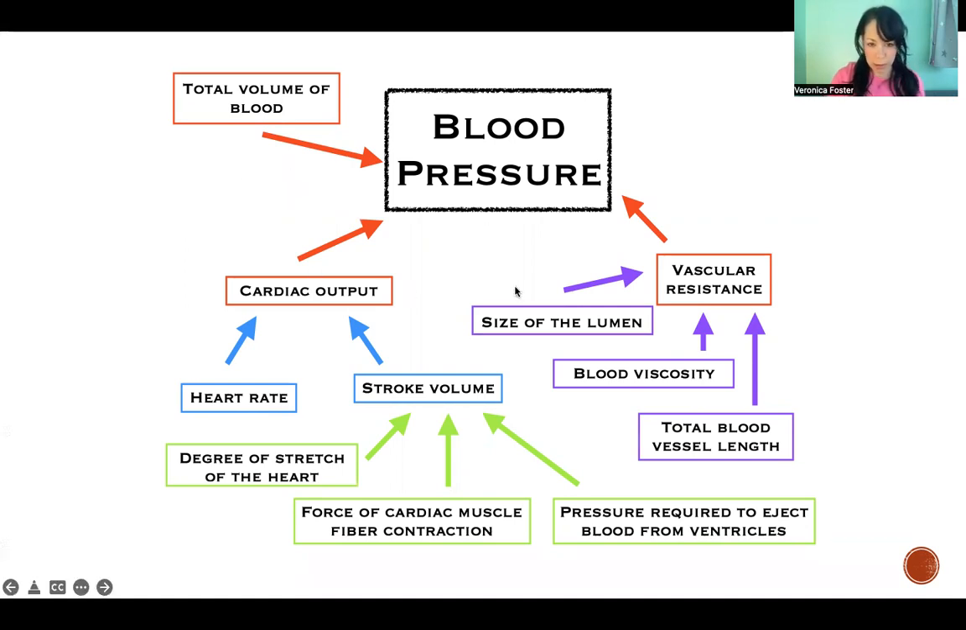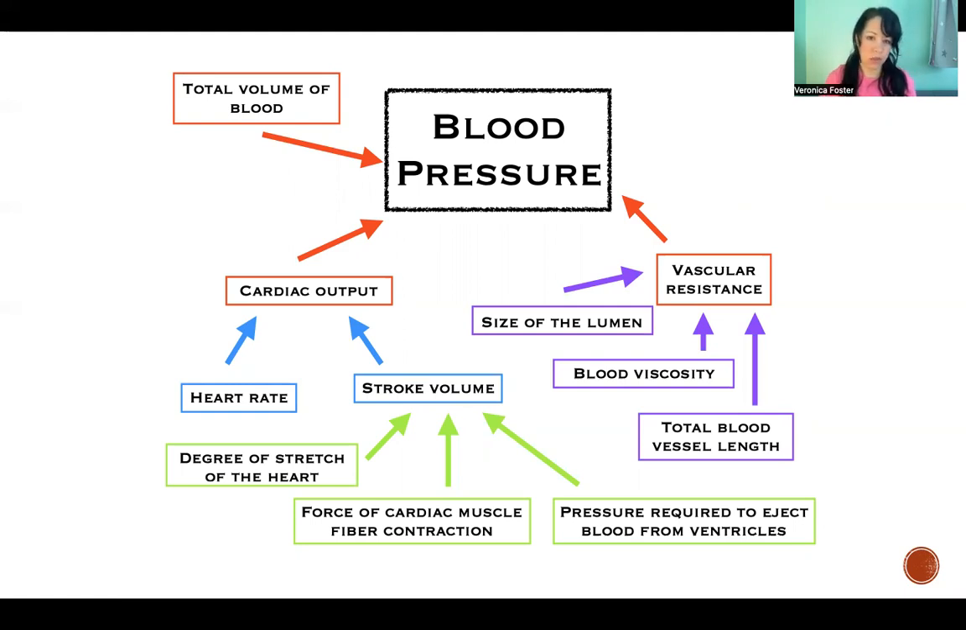So the ones in red here are the three variables that directly affect blood pressure. So that's total volume of blood, cardiac output, and vascular resistance. Cardiac output is affected by heart rate and stroke volume, which you see here in blue. And stroke volume is affected by what we see in green here: degree of stretch of the heart, the force of cardiac muscle fiber contraction, and pressure required to eject blood from the ventricles. And then vascular resistance is affected by three more variables here in purple: the size of the lumen, the blood viscosity, and the total blood vessel length.